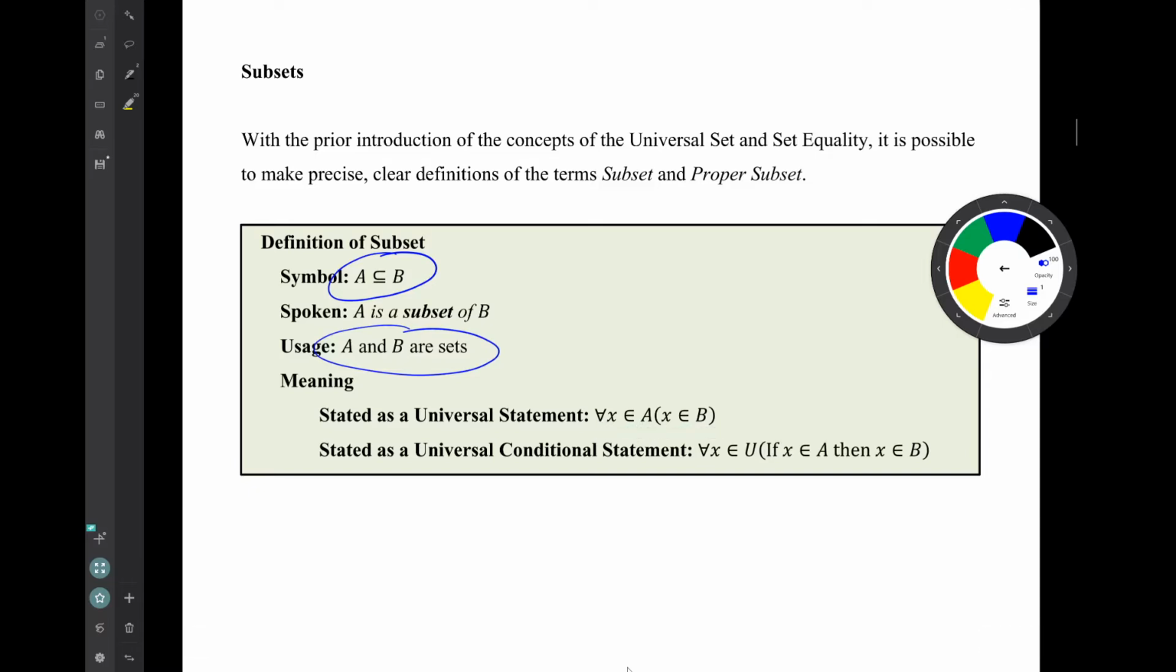Now, the meaning can also be stated as a universal conditional statement. Here's how it would read. For all x in the universal set, if x is in A, then x is in B. So in the book, this definition of subset comes before the idea of the universal set. And so the author does not actually present a formal version of the definition of subset. The author does not present these kind of quantified statements in their definition of subset.